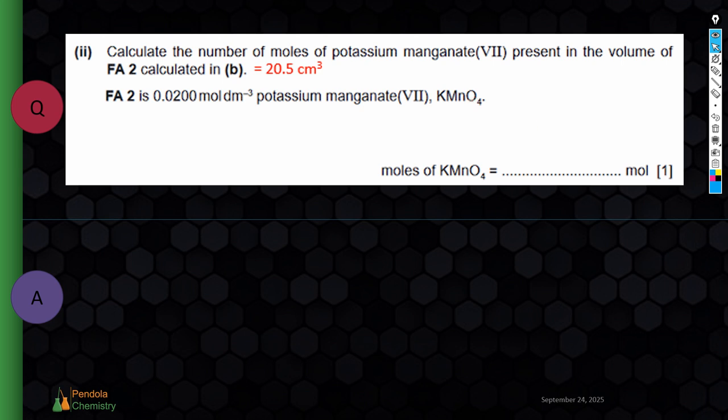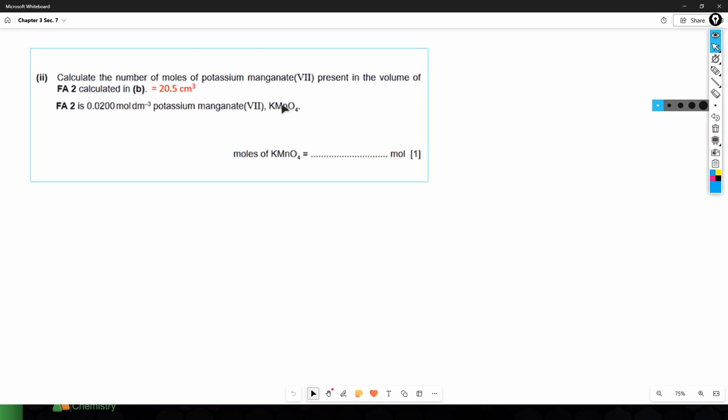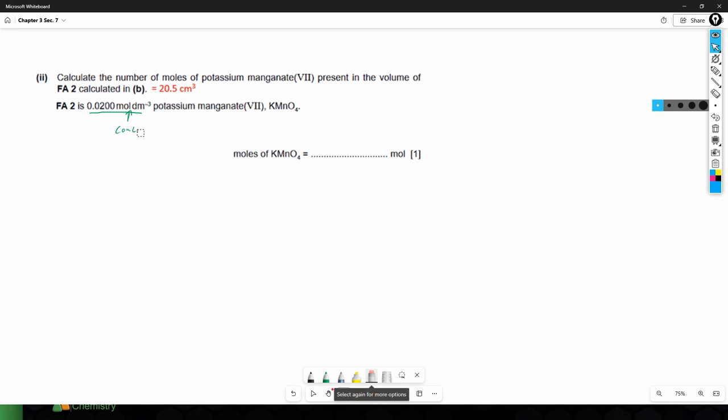So let's bring this up in a different format so we can use it. So a few key things here about this question. First of all, we have this number right here. It's 0.0200 moles per cubic decimeter. That unit tells us that this is a concentration. This is a concentration of this potassium permanganate.